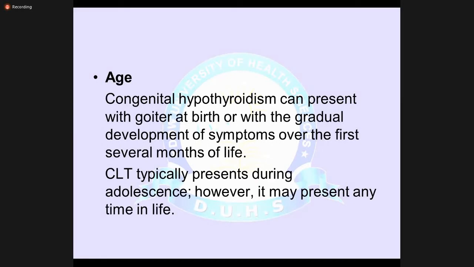Now the age. Congenital hypothyroidism can present with goiter at birth or with the gradual development of symptoms over the first several months of life. Chronic lymphocytic thyroiditis typically presents during adolescence. However, it may present any time in life, but usually it is seen in the adolescent age group, while congenital hypothyroidism, as the name indicates, is seen at the time of birth. It could be associated with goiter or without goiter. And what is goiter? Goiter is an enlarged thyroid gland.